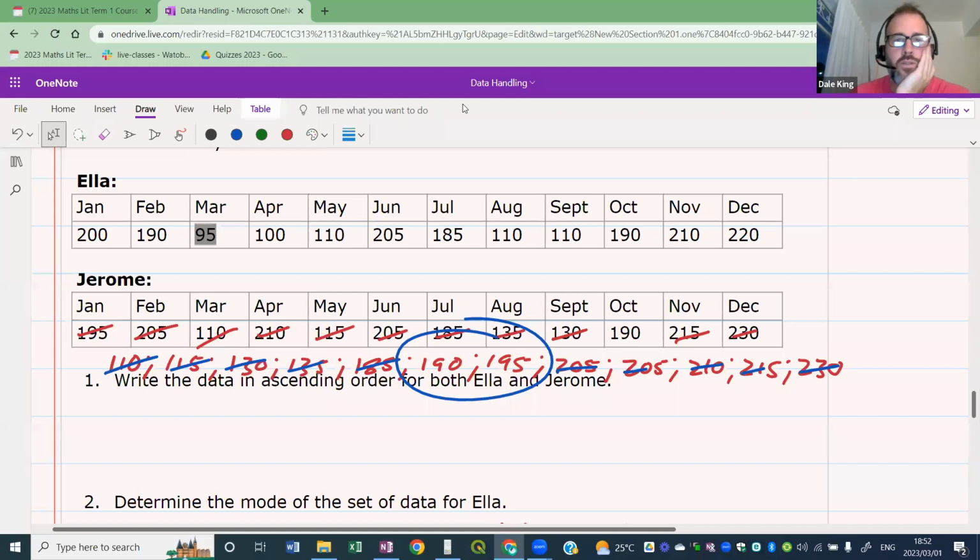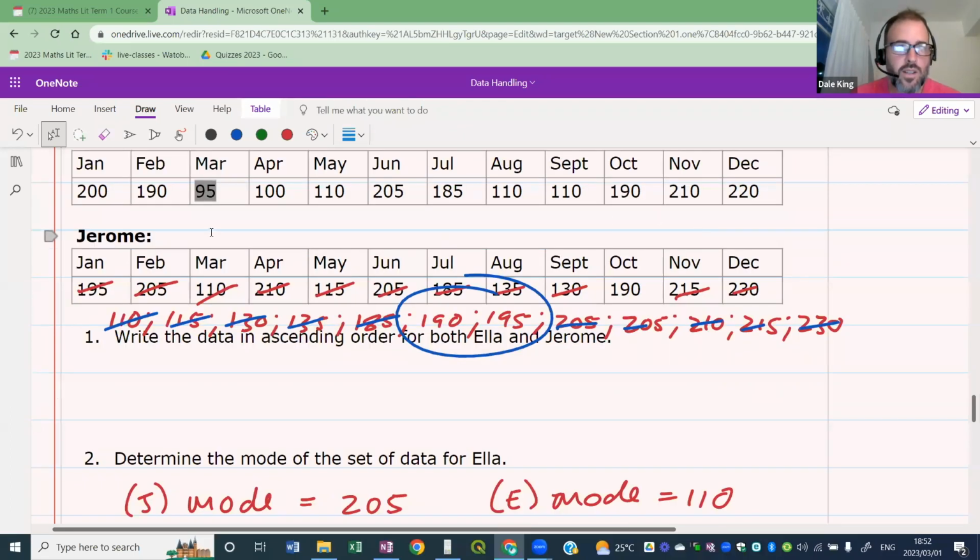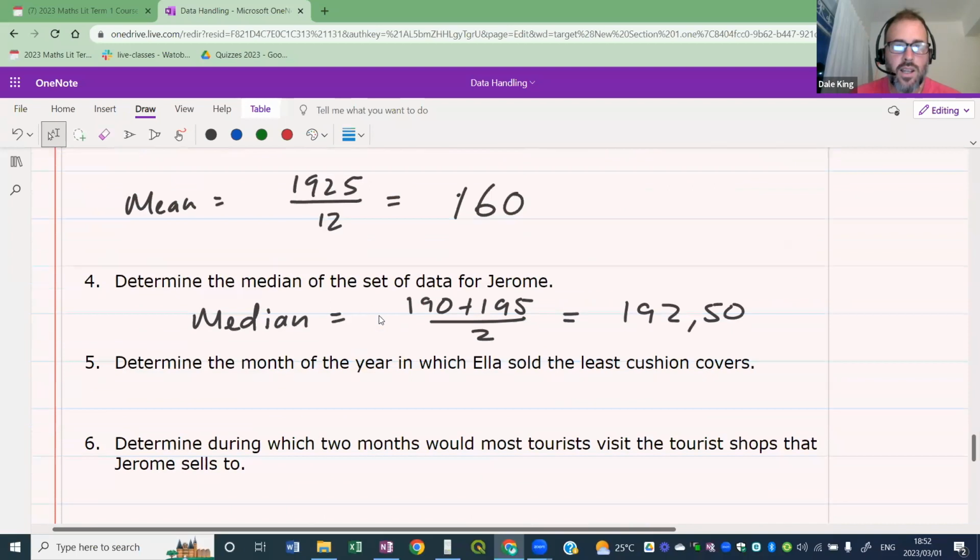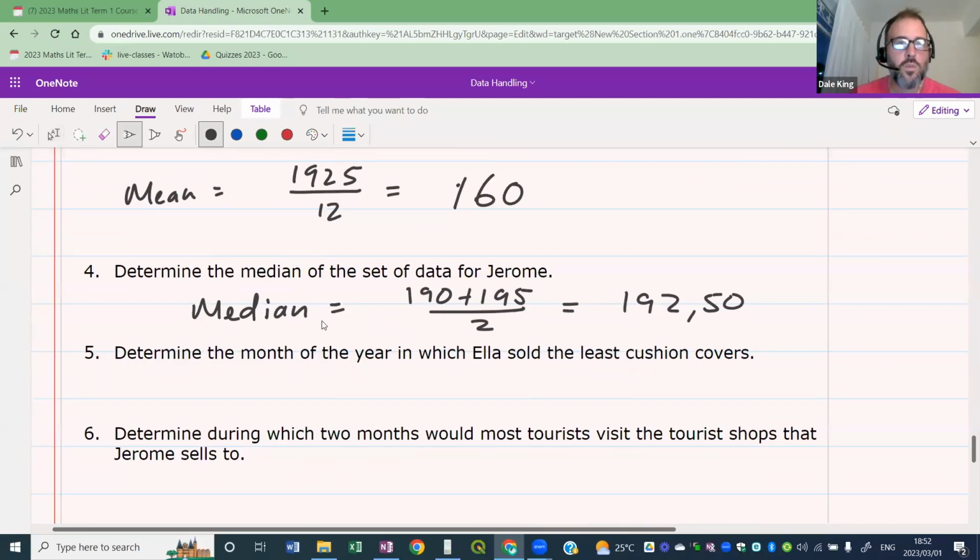Yeah, March. Very good. They spotted that one very quickly, because you've got 200s and hundreds, and the 95 stands out like a sore thumb. So determine which month, not which value is the least, which month. So we must say the month of March.